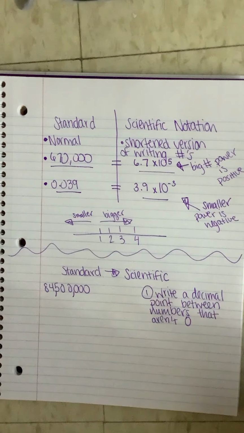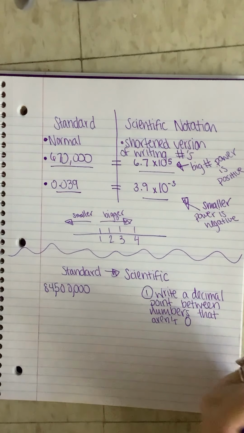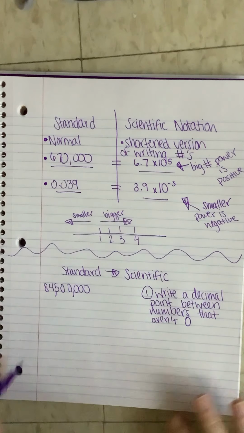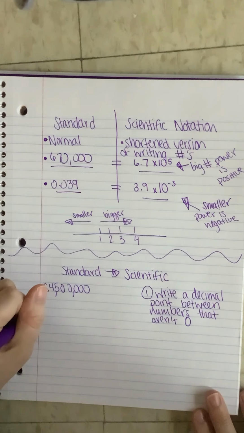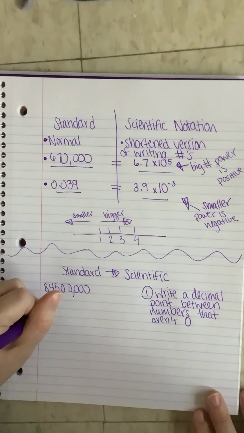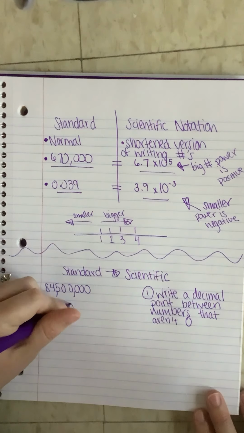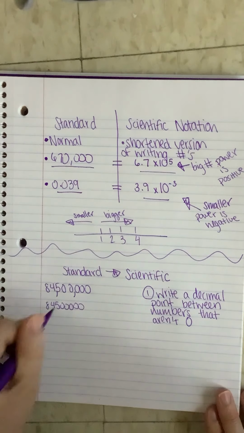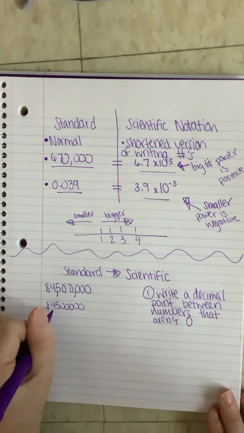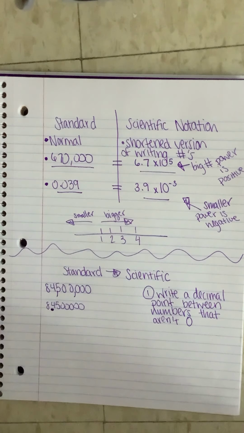Some people like to say that the value is between 1 and 10, but I think it's easier to think about it as if it's not between 0. So I'm going to rewrite this just so we can see it a little bit differently: 8, 4, 5, 1, 2, 2, 3. Now I'm going to write a decimal between the first two numbers that are not 0. The first two numbers right here are 8 and 4. Pop your decimal between those two numbers.